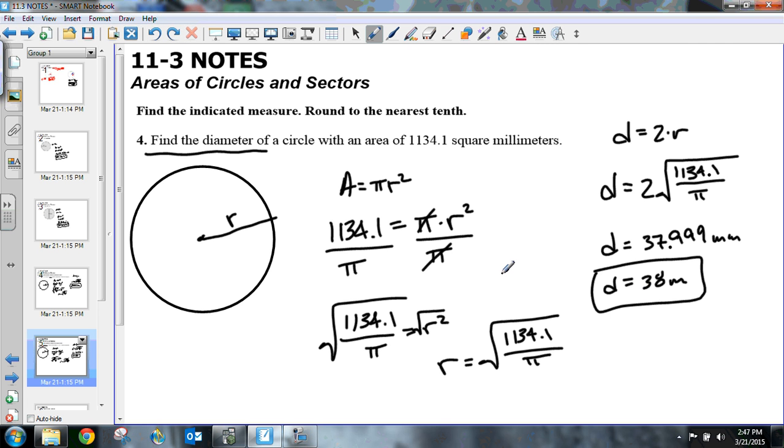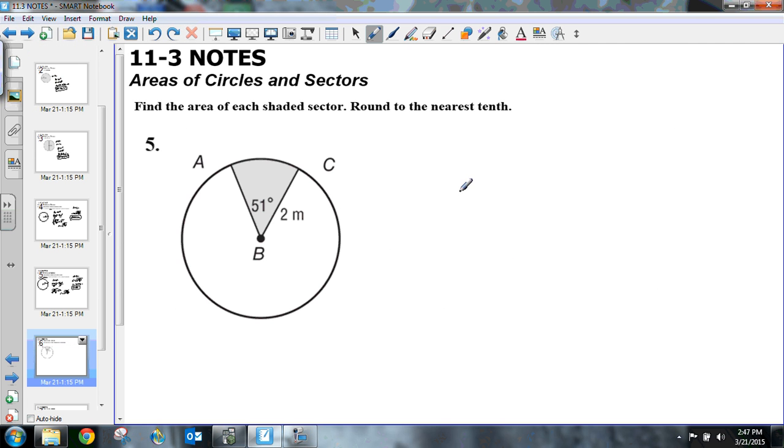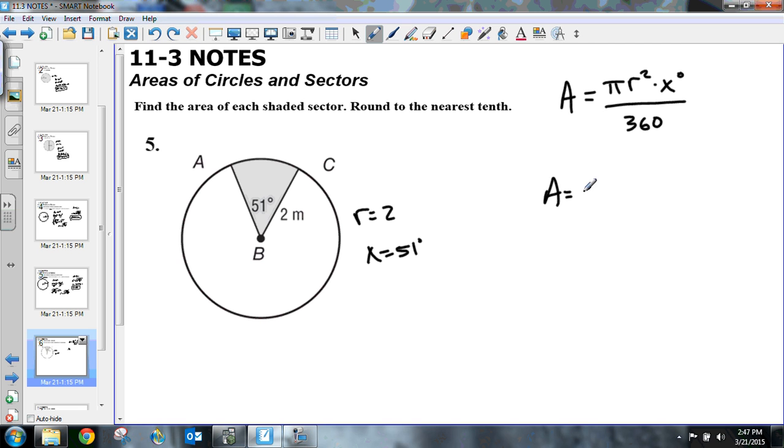All right, now let's take a look at 5 and 6, and this is the sector area. Now let's write our formula down. Area is equal to the equation of my circle, so pi r squared, times x degrees divided by 360. My radius is 2, and x is equal to 51 degrees. So let's plug that in. I get pi times 2 squared times 51, and I'm going to divide that by 360.